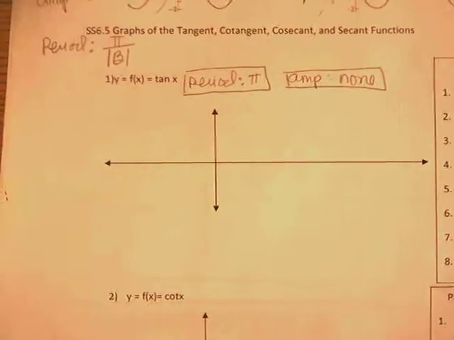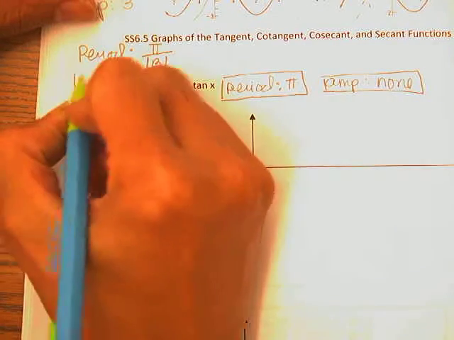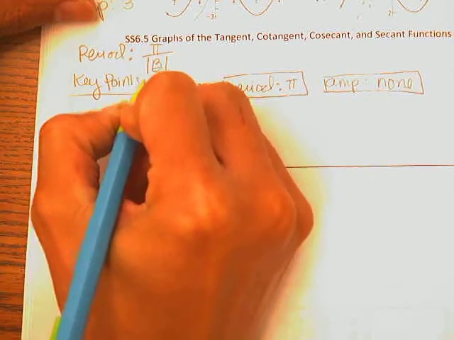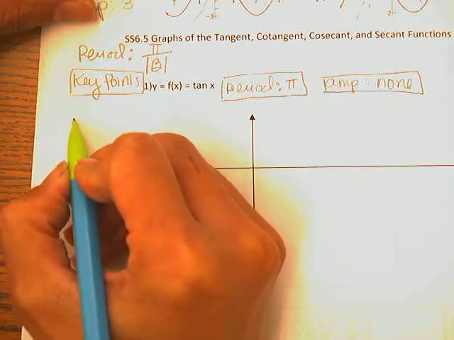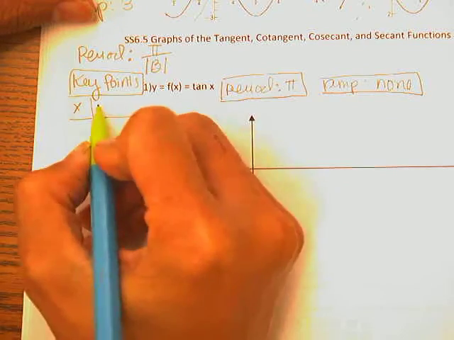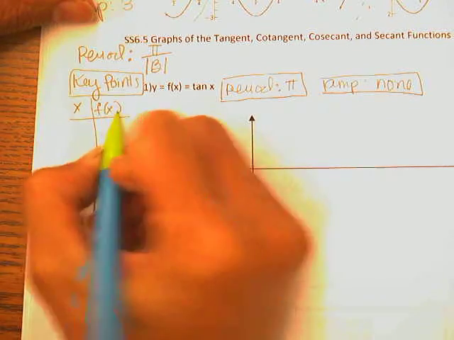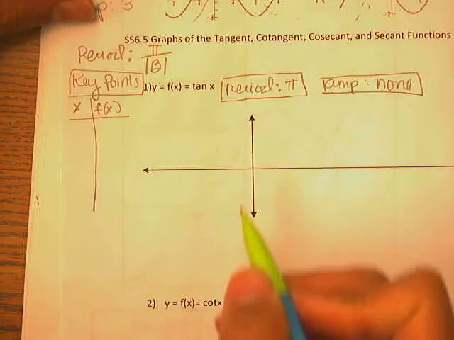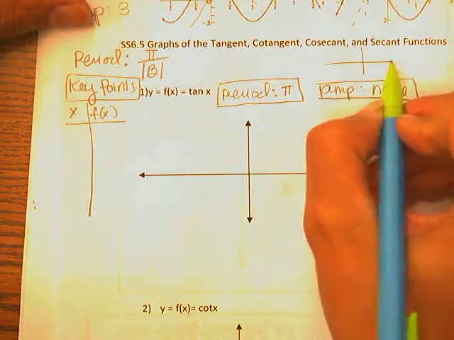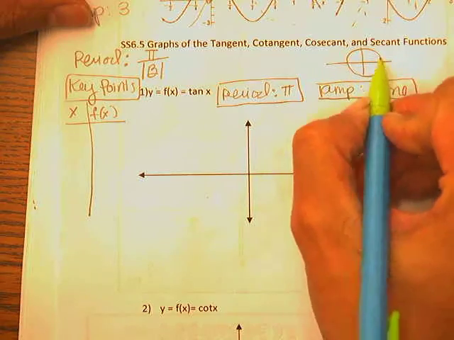Key points. Okay, remember you are to use key points for graphing. Key points are, I'm going to make an input-output table. X and f of x. Okay. I'm going to use a circle. I'm a visual learner, as you know. Okay. So here's a circle.